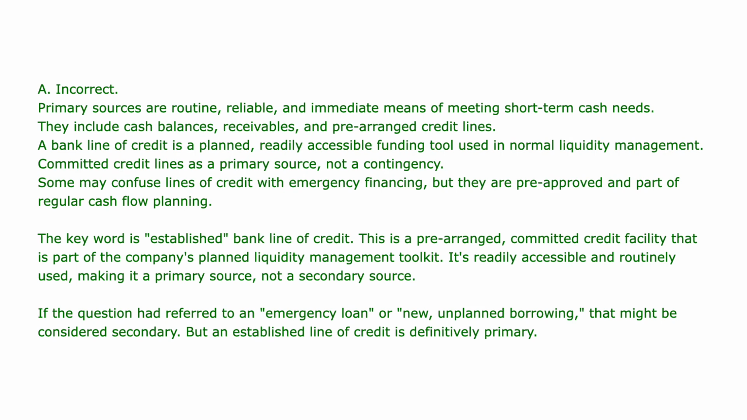An established bank line of credit is a prearranged, committed facility. Because it is a readily accessible tool used in normal liquidity management, it is classified as a primary source, not an emergency measure.